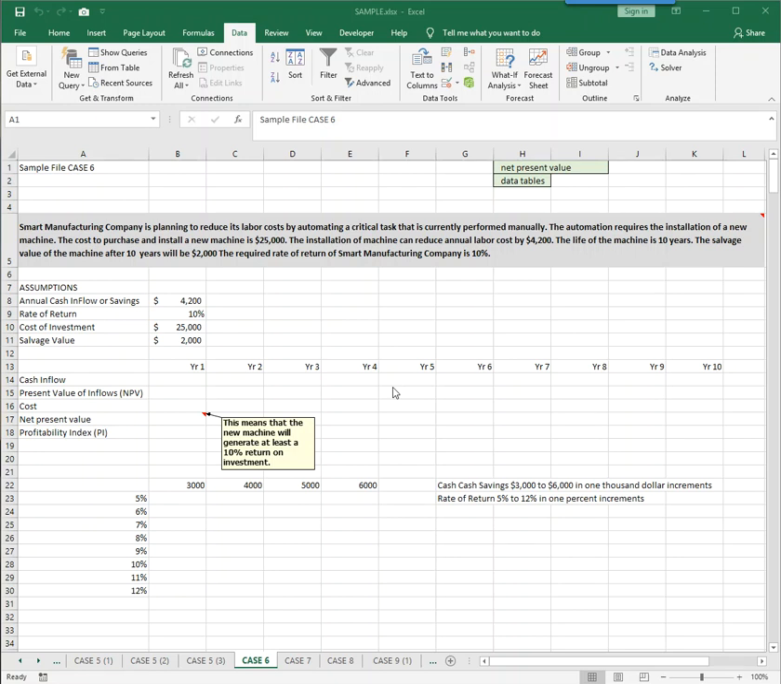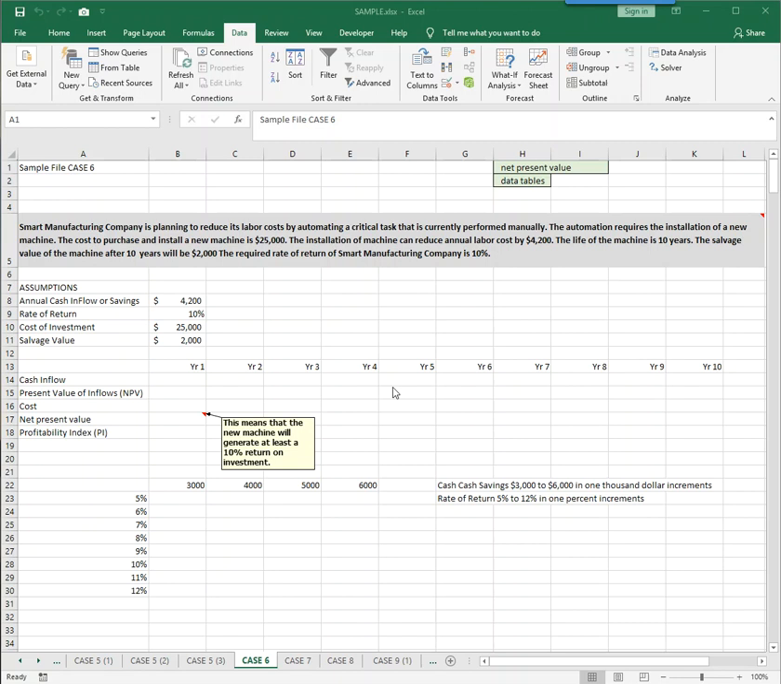This video will review the Excel skills you need to complete case number 6. Case number 6 is about capital investment. A capital investment is an investment into something that costs a lot of money and that lasts a long time. So here's an example. A manufacturing company is thinking of purchasing a new machine for $25,000.